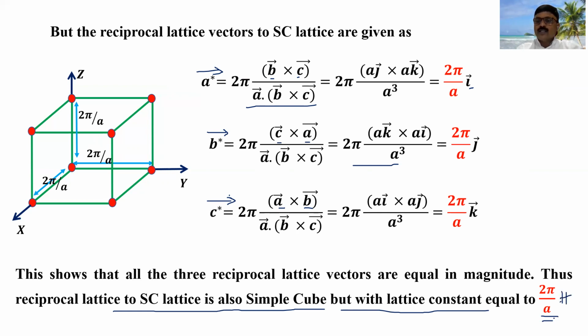In this way, we can conclude that the reciprocal lattice to the simple cubic is a simple cubic lattice. So I have shown you here the reciprocal unit cell of the reciprocal lattice vectors. It is again a simple cube, but the length of each side is 2 pi by A. You observe that the length of each side is 2 pi by A. So this concludes the property: the reciprocal lattice to the simple cubic is a simple cubic. I think you might have understood this concept.